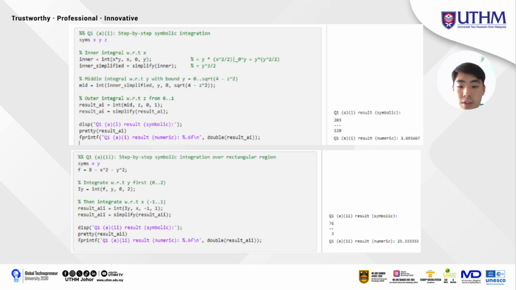We also use the same steps as A1 for question A2. Firstly, we declare the integrand which is x minus x squared minus y squared, and then we integrate with respect to y for the integrand first, and then we do the integral with respect to x for the answer of the integral with respect to y, and then we get the answer which is 76 over 3.